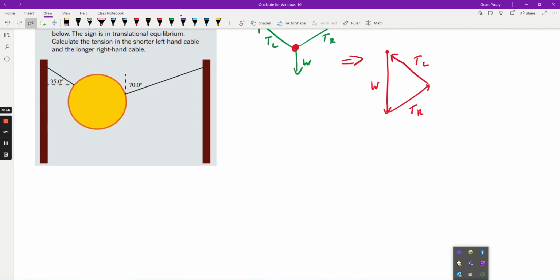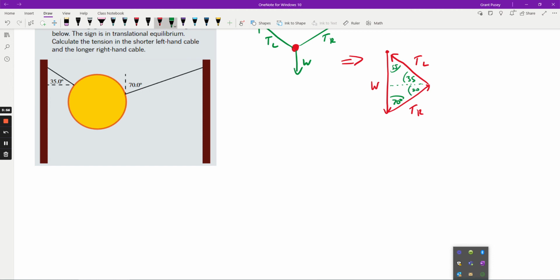So what we've been given in this is a couple of angles. So we've got this angle here as 70 degrees, and we've also got, if I put a dotted line here, you've got this angle here as 35, which makes this one here 55, and this one here is 20.